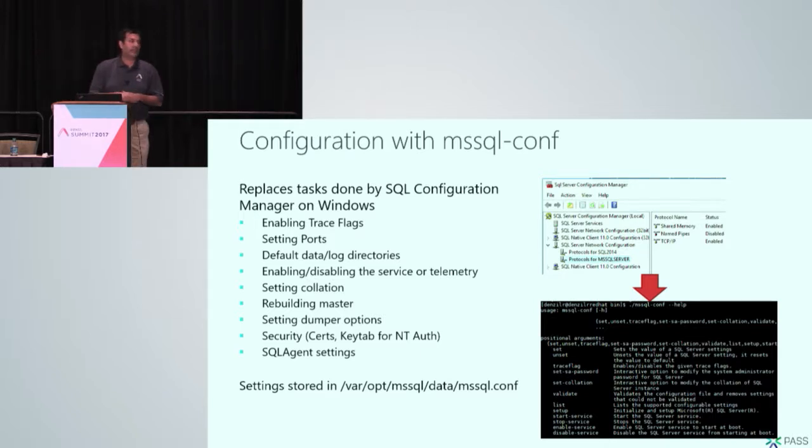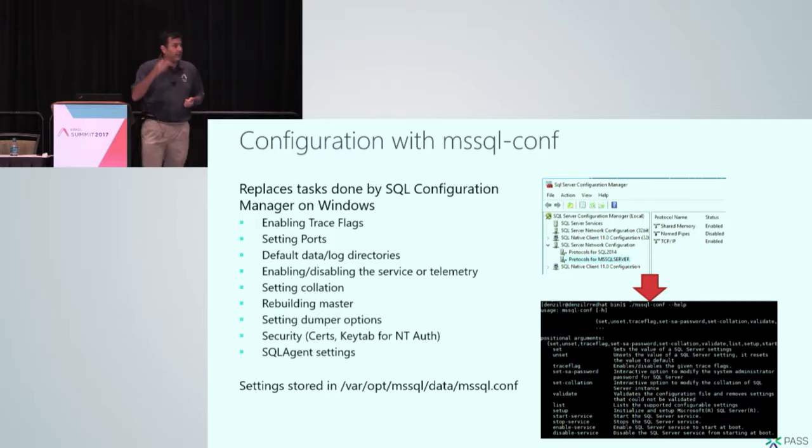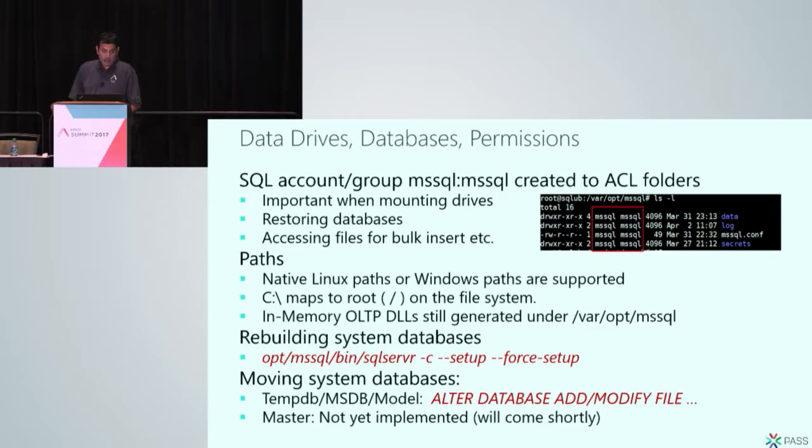This is a set of Python scripts, so you can go through the actual Python code. It's in the /opt/mssql/bin directory, and gives you all this functionality. And the results of that, once you configure it, are just stored in a conf file. So at any point, you can open that conf file and see what your settings are.